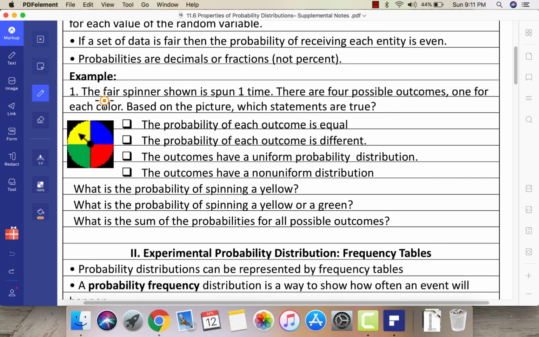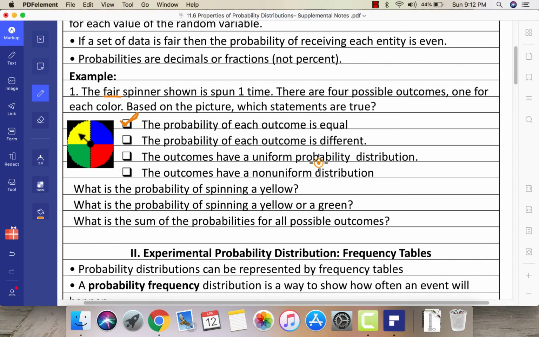All right, so the fair spinner. This is a fair spinner, so that means it's equally likely that you're going to get yellow, blue, red, or green. It is spun one time. There are 4 possible outcomes, 1 for each color based on the picture. Which statements are true? The probability of each outcome is equal. Yeah, because it's fair. The probability of each outcome is different. Nope.